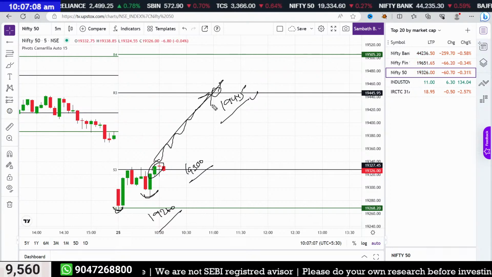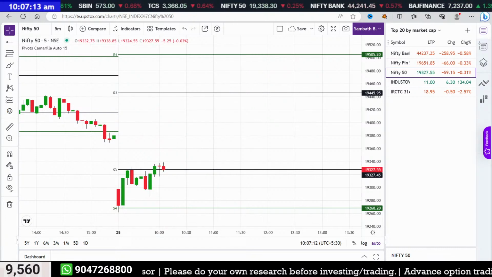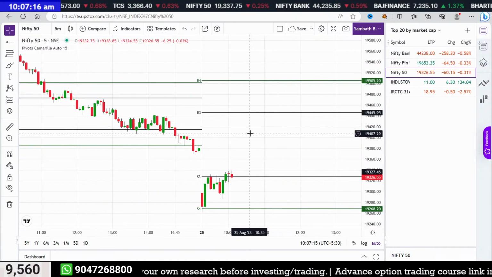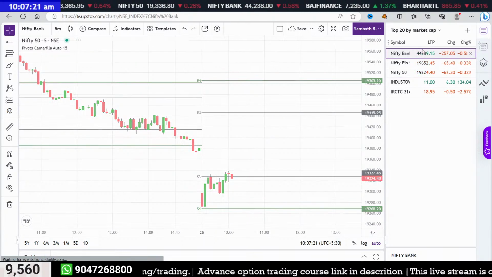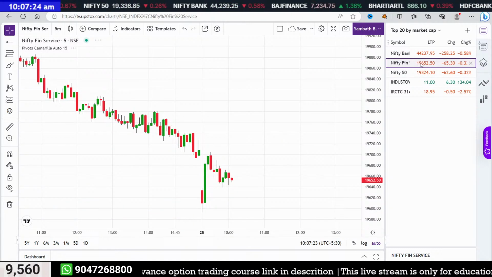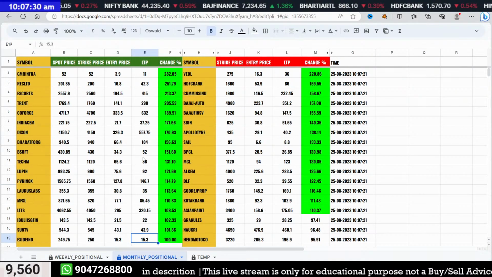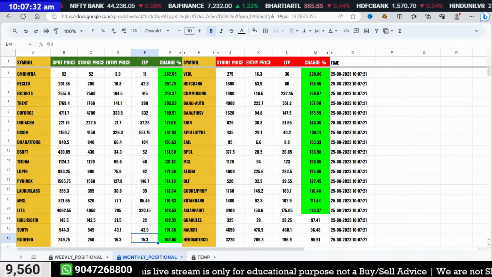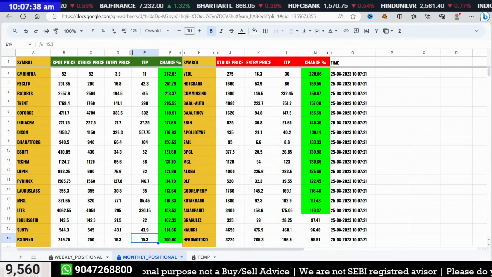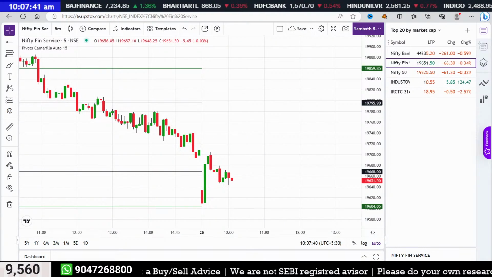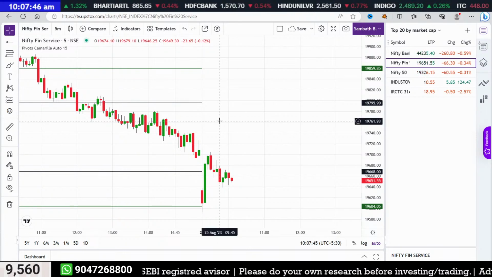Maybe if it recovers from this level, we can expect some upside move on Nifty. It was a gap down, but there are chances of recovery from this level. Bank Nifty would have been the same, but it was not moving. But the Finance Nifty is also the same. The condition which we are using for our Google Sheet was working good.